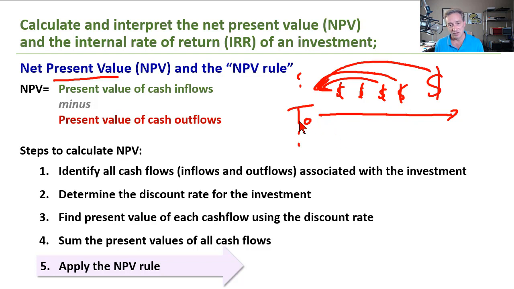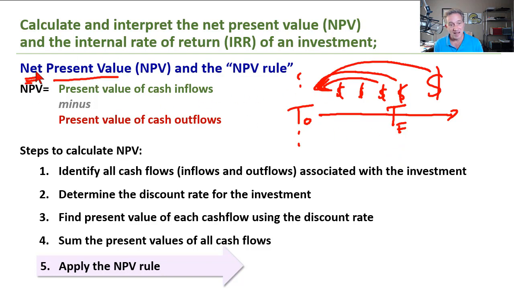And by the way, we don't need to index to today, right? We can index to a future point in time. As long as we index all the cash flows to that same point in time, they're then additive. So that's the present value idea.